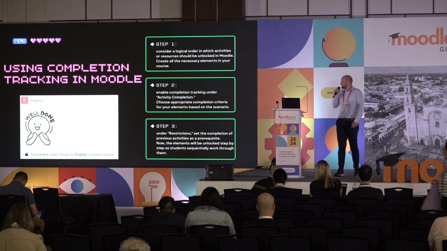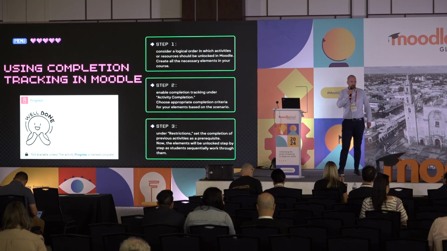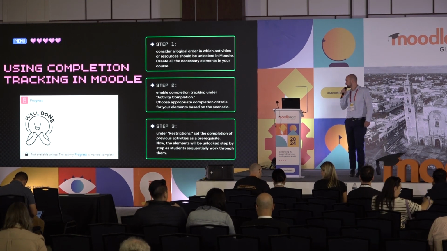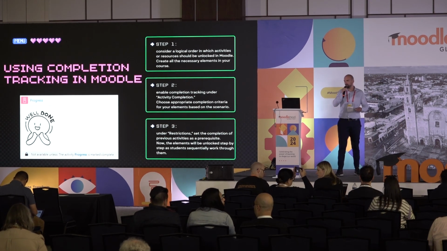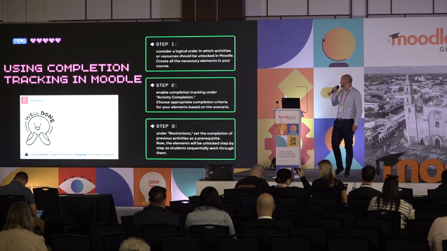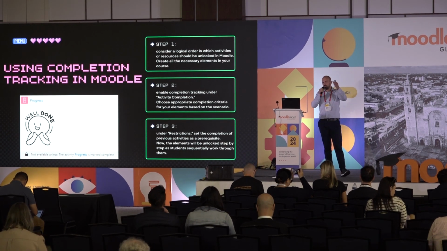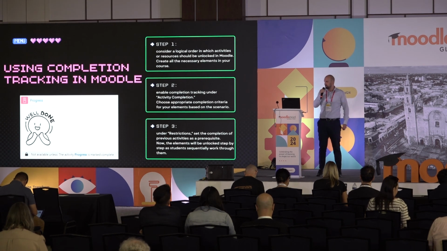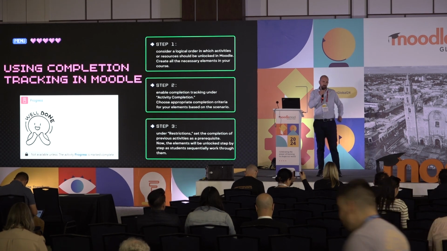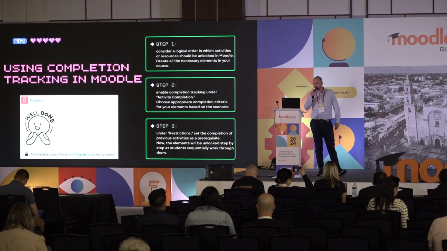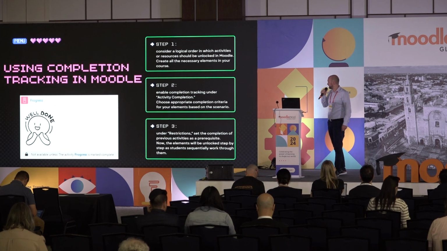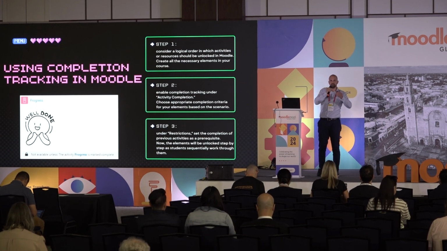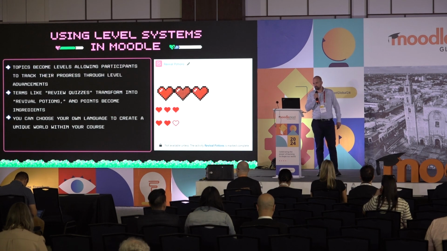What you can also do is use completion tracking in Moodle. A lot of you know about that, but here are the quick steps. First of all, you need to create your activities and the elements that you want to have in your course, and they should be in a logical order. The next step is to activate activity completion and choose appropriate criteria for your scenario. And of course, the last step is to set restrictions between the elements, so they will be unlocked step by step in Moodle through the course.